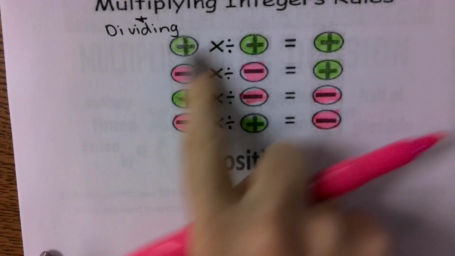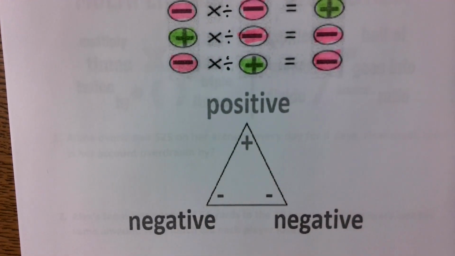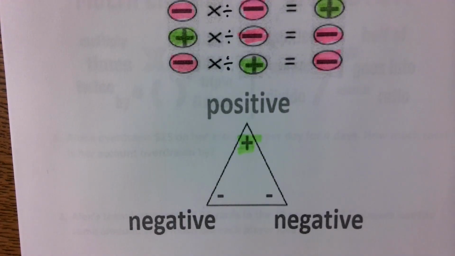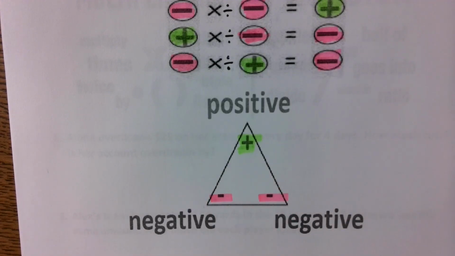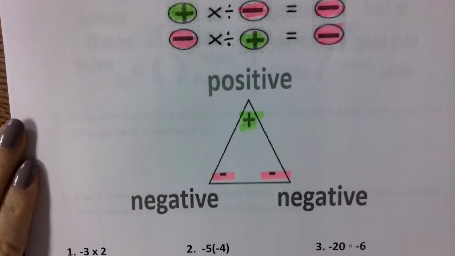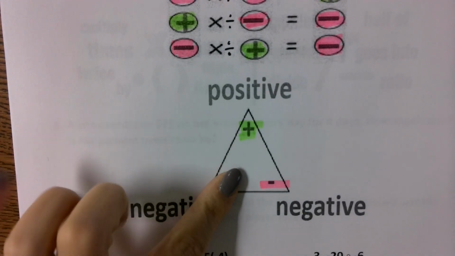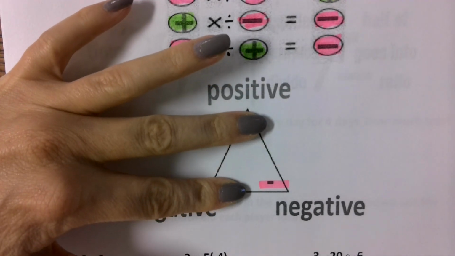Now, if this gets too confusing to remember, you can always draw at the top of your papers this little triangle. We call it the integer triangle. And how the integer triangle works is at the very top, we have a positive sign. And at the very bottom, we've got 2 negative signs. And whenever you are multiplying or dividing, you just cover up what signs you're using. So if I say, hey, I'm multiplying a -5, so I'm going to cover up a negative sign, and I'm going to multiply it by a positive 2, so I'm going to cover up my positive sign.